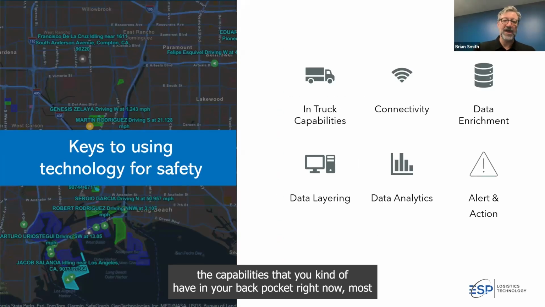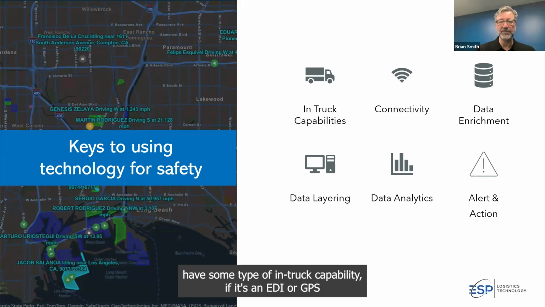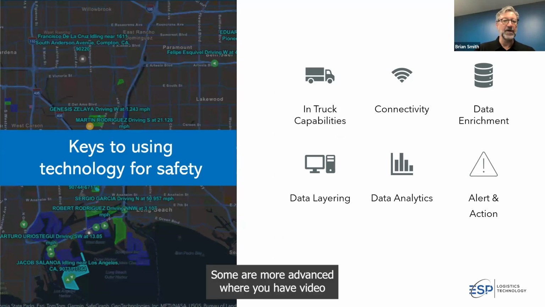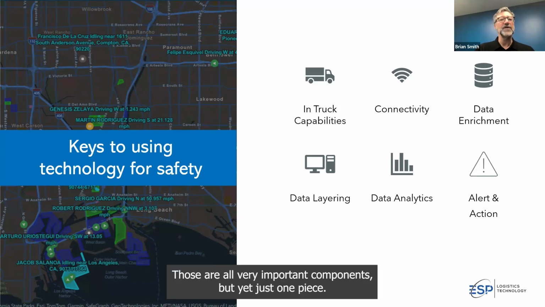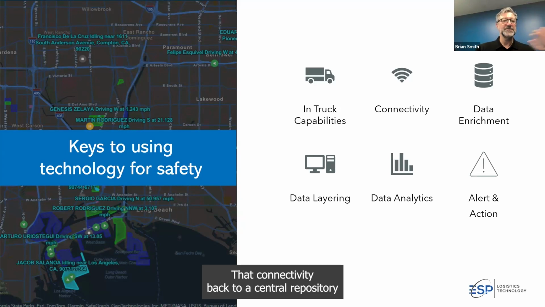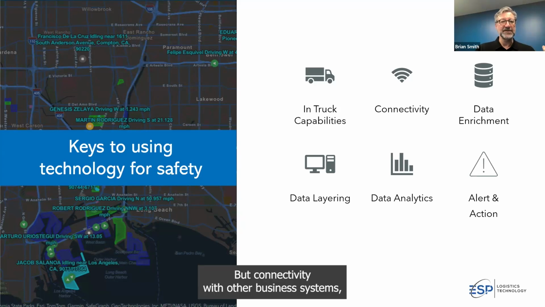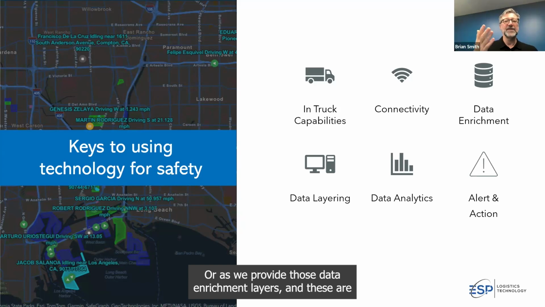The capabilities that you have in your back pocket right now, most of them have some type of in-truck capability. If it's an EDI or a GPS or some sort of in-truck capability that enables information to come back. Some are more advanced, where you have video capability within the cabin looking outward. Those are all very important components, but yet just one piece. That connectivity back to a central repository where you can see where those assets are and what they're doing is important. But connectivity with other business systems like your dispatching or your TMS or your warehouse management, or as we provide, those data enrichment layers.